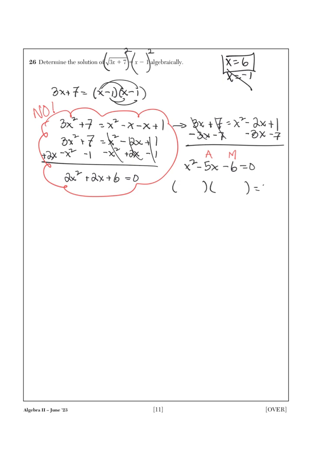All right, so I'm going to use 6 and 1, and I need to get a -5 when I add, so that would be a negative and a positive. Okay, so let's just double check that I did this right. When I add 1 with -6, I do get negative 5. And when I multiply 1 with negative 6, I do get negative 6.